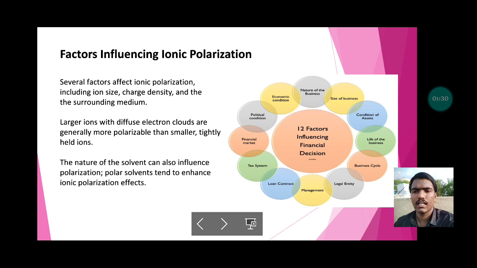Factors influencing ionic polarization. Several factors affect ionic polarization, including ion size, charge density, and the surrounding medium. Larger ions with diffuse electron clouds are generally more polarizable than smaller and tightly held ions. The nature of the solvent can also influence polarization. Polar solvents tend to enhance ionic polarization effects.